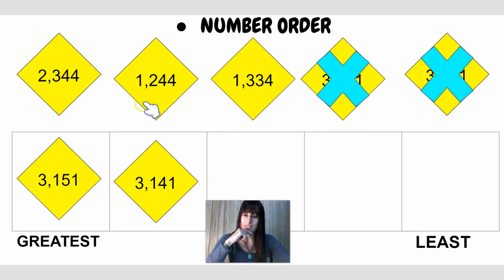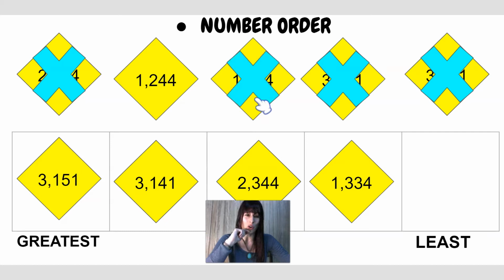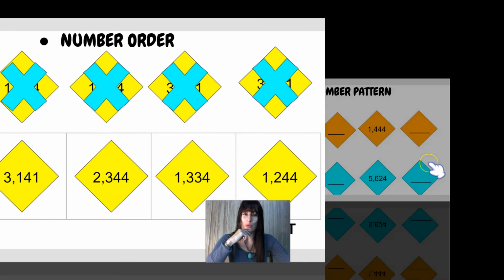And now we need to decide for the next one, right? And the next one will be 2,344. And let's eliminate that one. And now we have these two. We need to decide which one of these will be the next one. And I know that this one is bigger than this number. So I know it's going to be 1,334 because the hundreds place value is 3, and here the hundreds place value is 2. So my choice is 1,334, and the number that is the least is 1,244. And yeah, this is how you do your order.